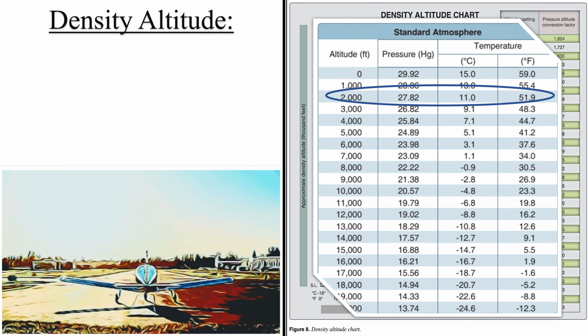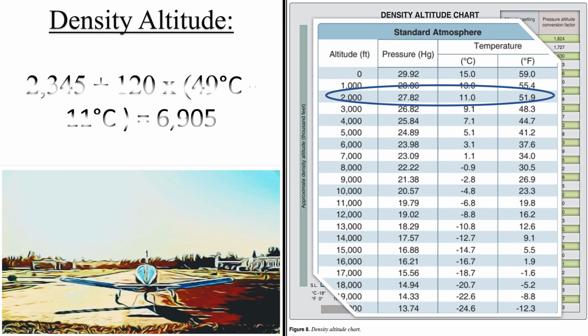Finishing up with scenario 1, we get 2,345 plus 120 times 49 degrees Celsius minus 11 degrees Celsius equals a density altitude of 6,905. Let's take a look at how an E6B flight calculator can be used instead to find the density altitude for scenario 2.